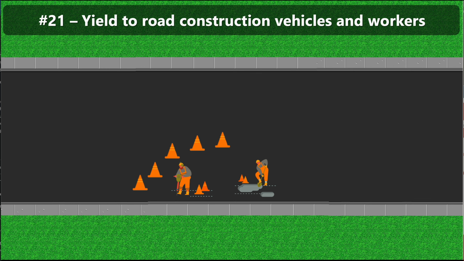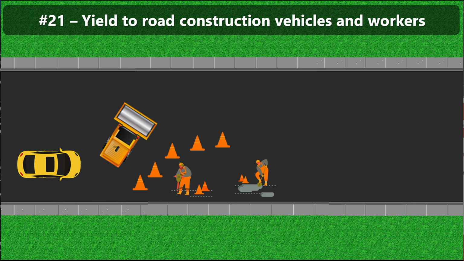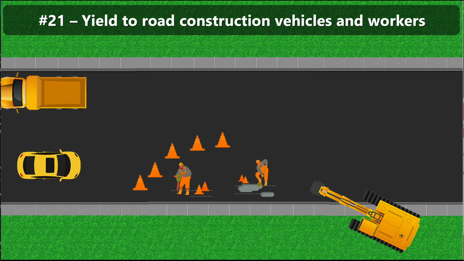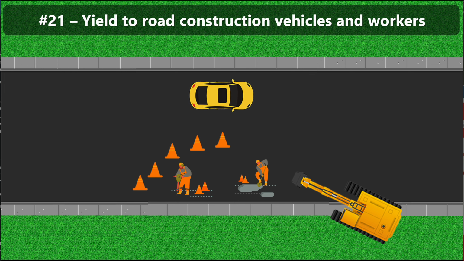Number 21, we're required to yield to road construction vehicles and workers who are actually engaged in road construction. Right, so we have to yield to them. And of course, obey flaggers' commands.